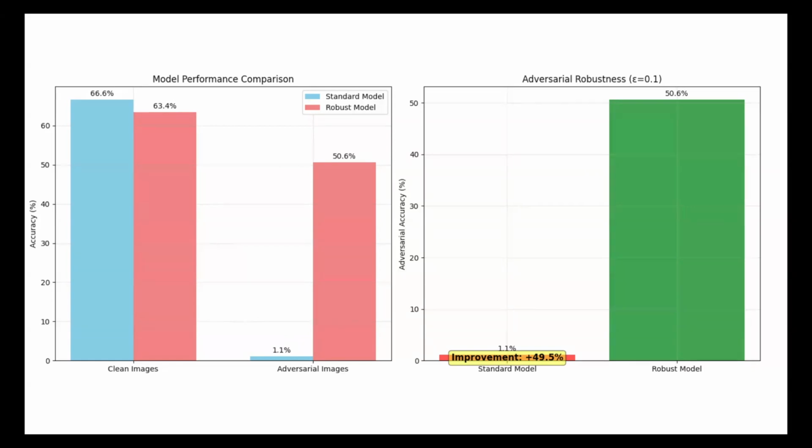So this is kind of where we're going with this. Again, the standard model is like 1.1% robust, defenseless, right? Might as well not be there. And what's the ROI, right? It's the 3.2% accuracy cost for almost 50% robustness gain. That's a pretty good trade-off. And would you rather detect 50% of the attacks or 1% of the attacks?